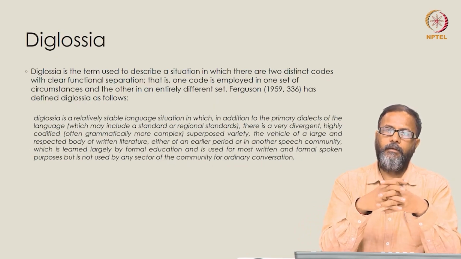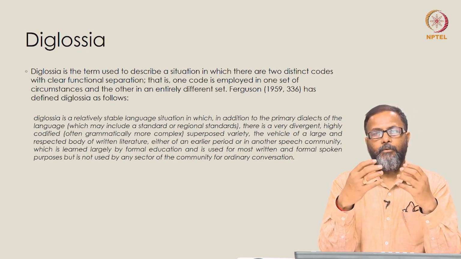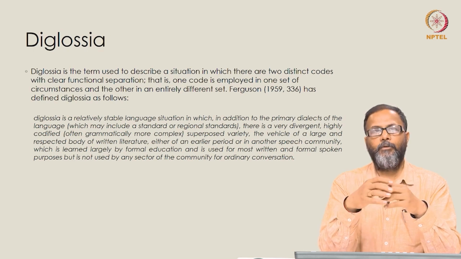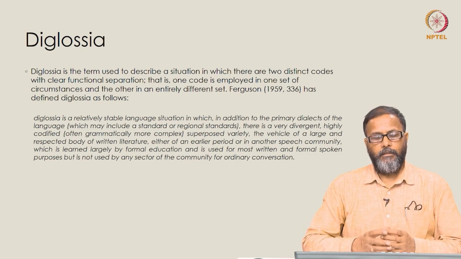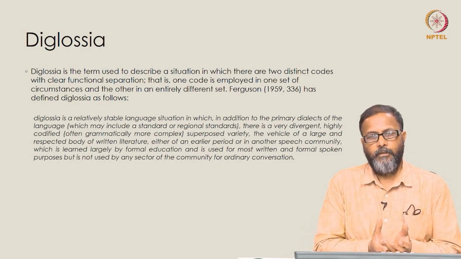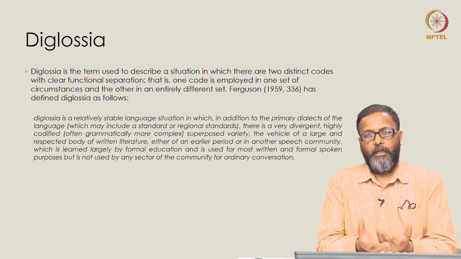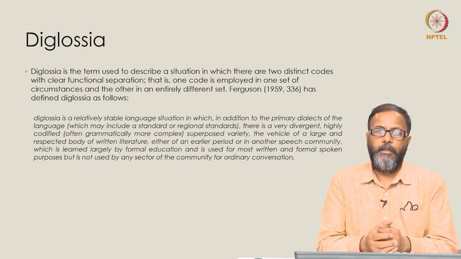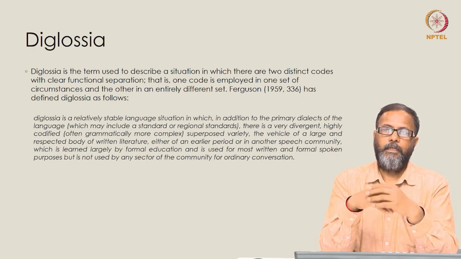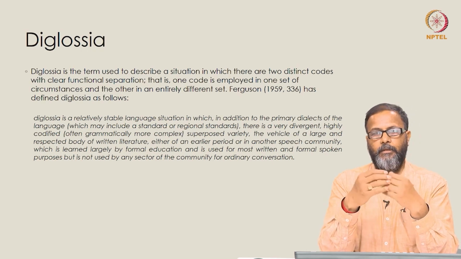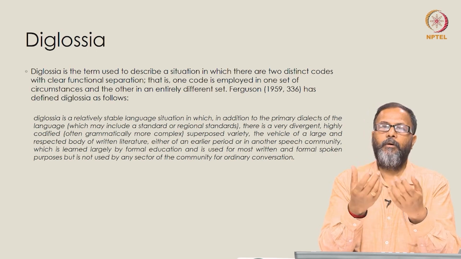Ferguson in 1959 underlined a sociolinguistic situation where two varieties of the same language coexist together. This is a stable sociolinguistic situation. So people are socially bilingual, where they use one variety in all formal situations, in media, in governance, in administration, in education, in publication, and the other variety in all informal settings.